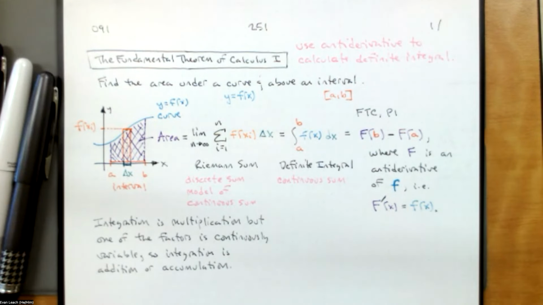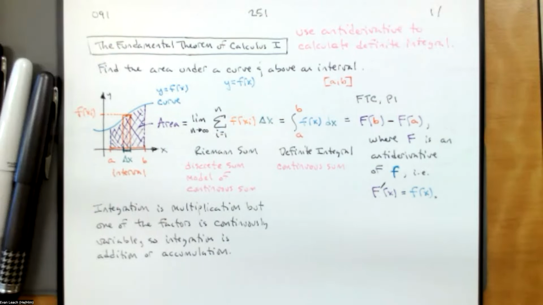Integration is addition or accumulation. We're using the accumulation thinking about addition. The weird thing that we need to cope with is that we're making a sum, a continuous sum. Where do we put the plus signs? And the answer is, don't worry about it. Just do your fundamental theorem of calculus. It works out. But that's the weird part.